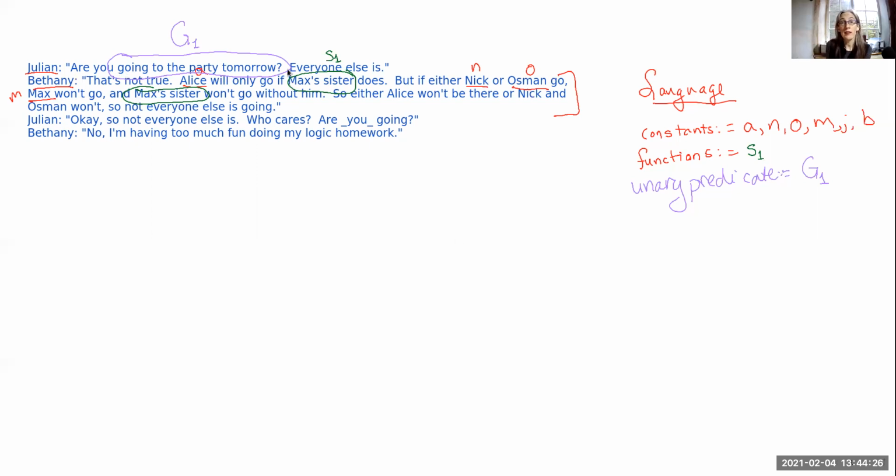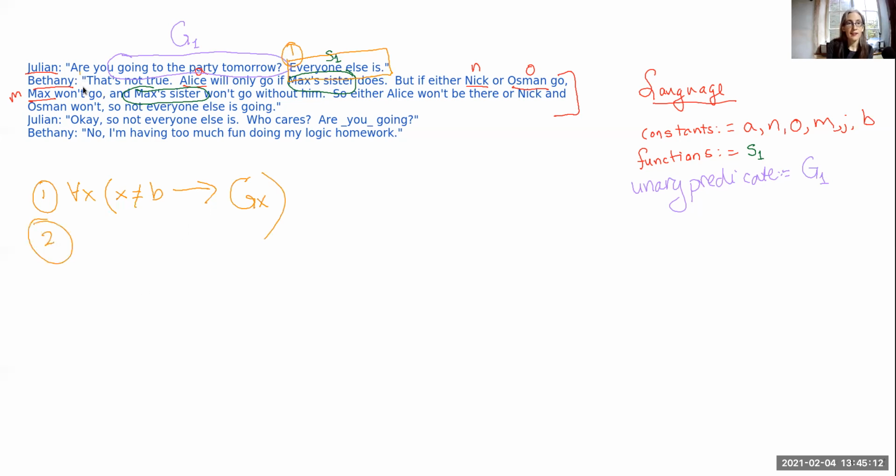So the first sentence here is a question. Questions are not within the scope of classical predicate logic, so we ignore that. So the first sentence that we have is everyone else is going to the party. So here we go. Sentence 1. Everyone else is going to the party. So this is making a statement about all people, but it's making a restriction. So we're talking about everything that is not Bethany. So if it's not Bethany, then it's going to the party.